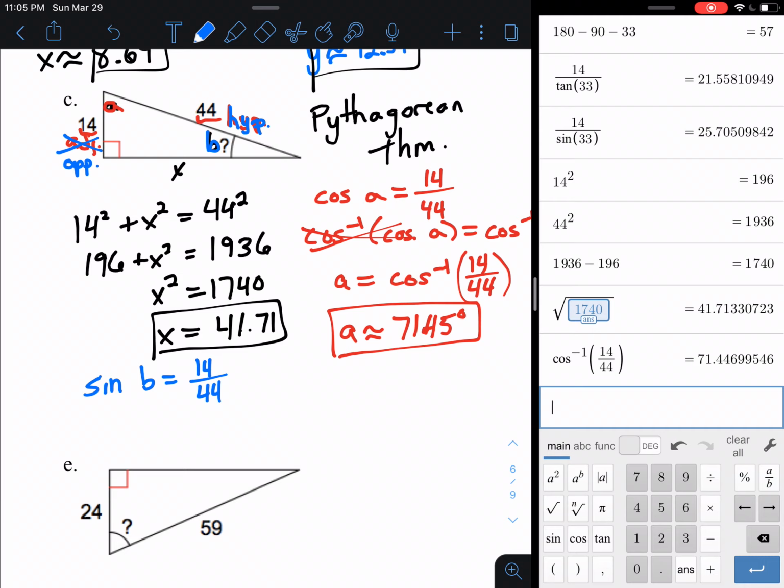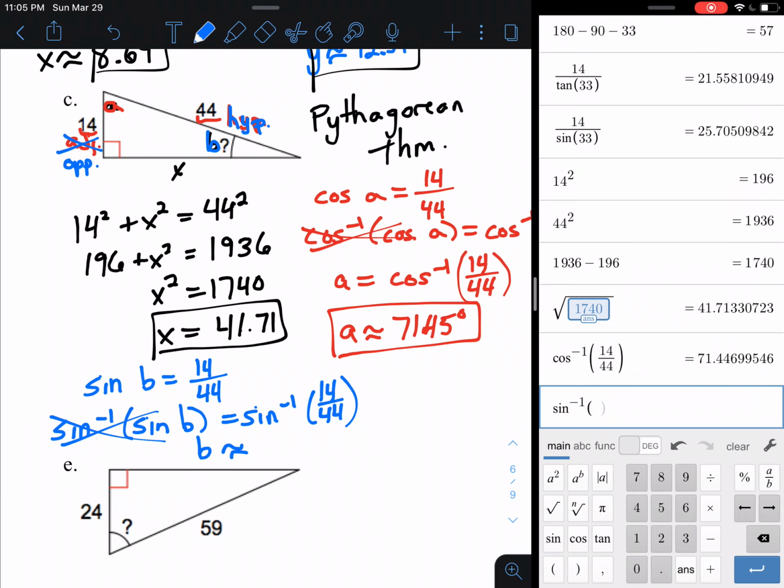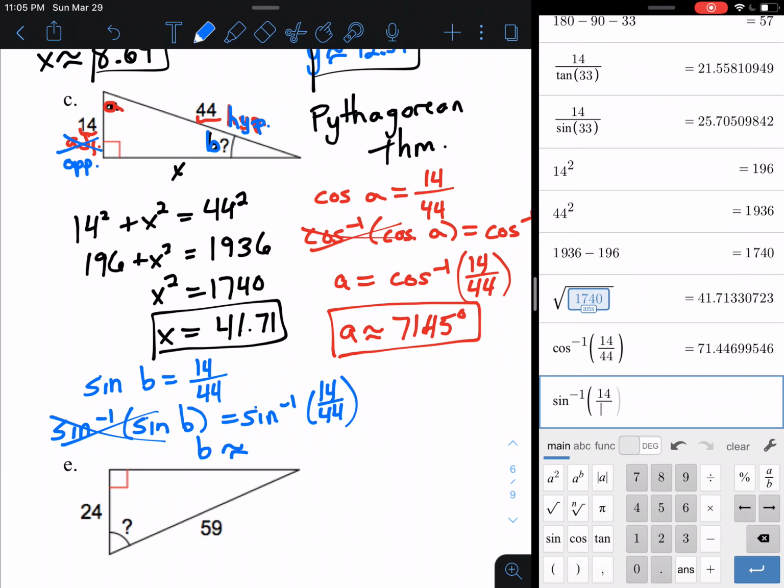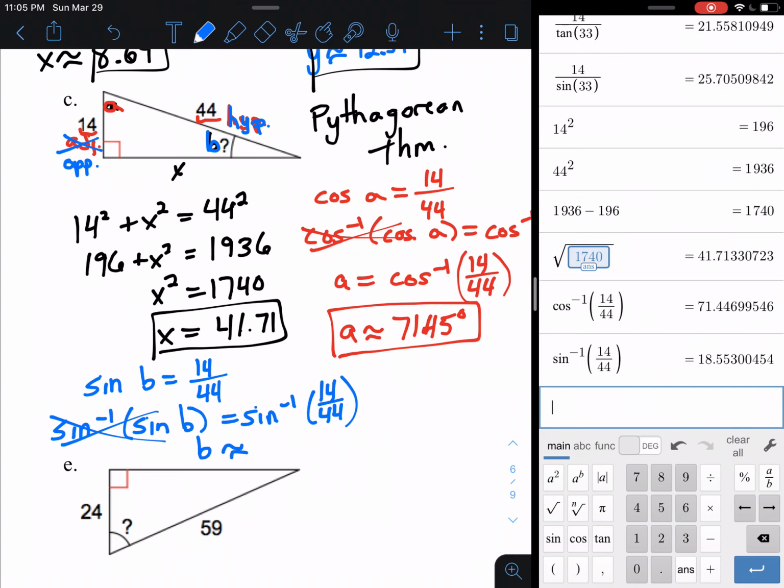And then similar to what we did to find A, in order to get rid of the sine, we're going to use the inverse sine. So we're going to take sine inverse of sine of B is equal to sine inverse of 14 over 44. And again, sine inverse and sine are going to cancel. You get B by itself is approximately, and we'll type this into our calculator. So we'll type in sine inverse of 14 over 44. And that ends up being 18.55 degrees.